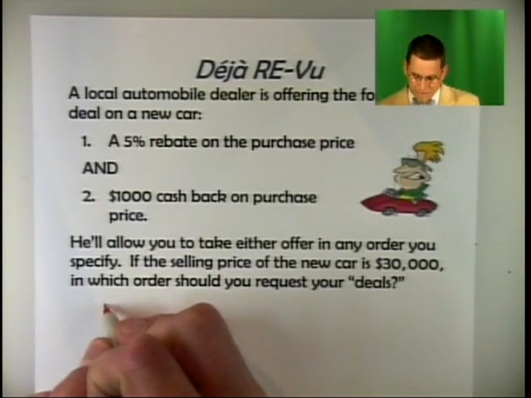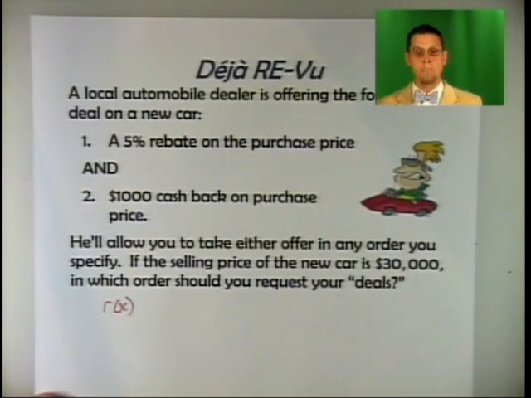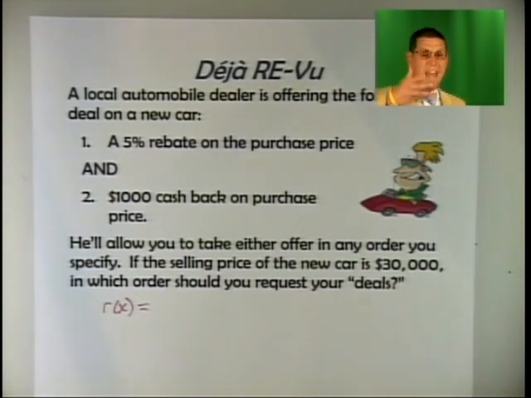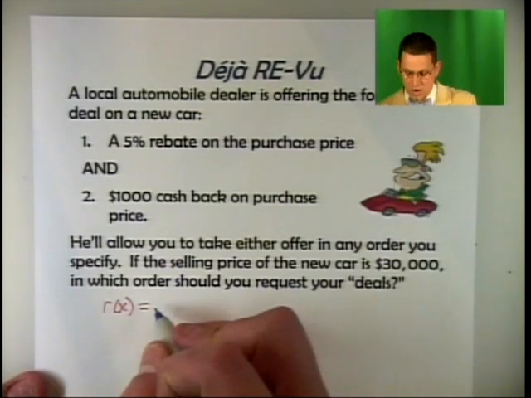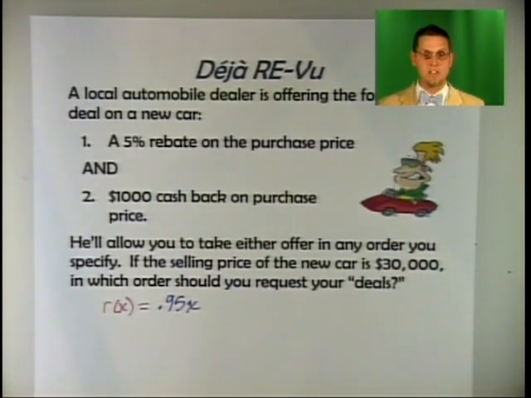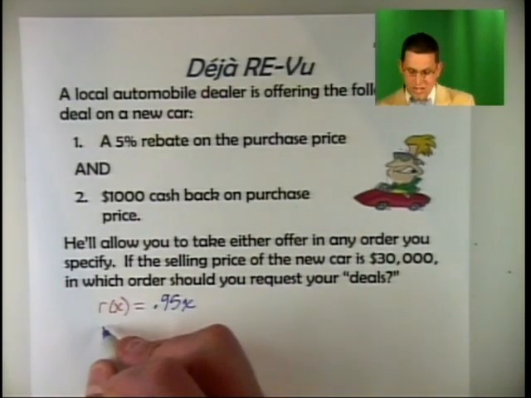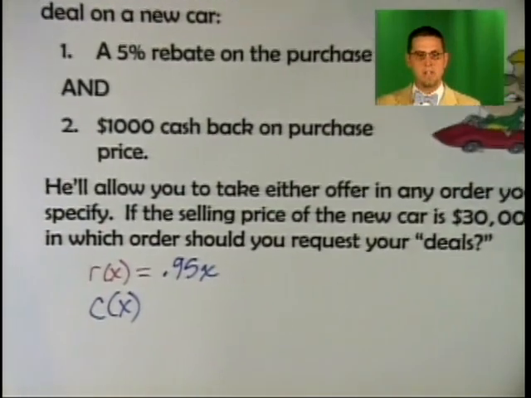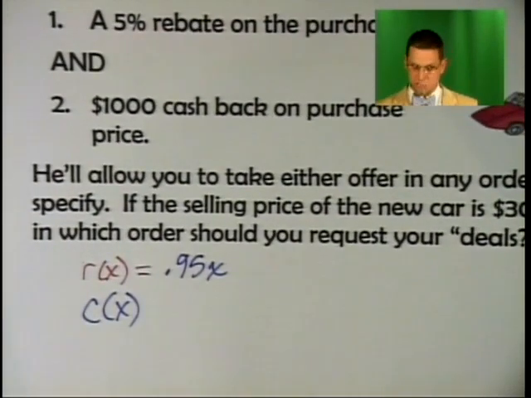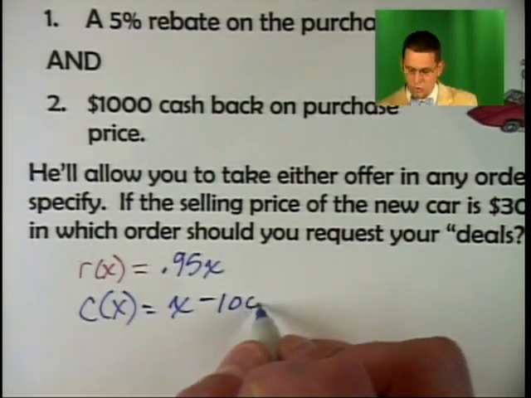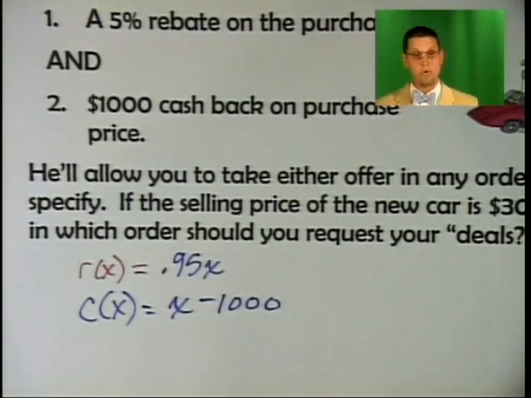If we let r of x be the purchase price of the car after the rebate, it's going to be 5% back, so we end up paying 95% of the original purchase price, which for us is going to be 0.95x, where x is the purchase price of the car. We can let c of x, for cash back of x, be the cost of the vehicle after we get our cash back, which will be x, the purchase price, minus $1,000. Okay, so we've created two functions.